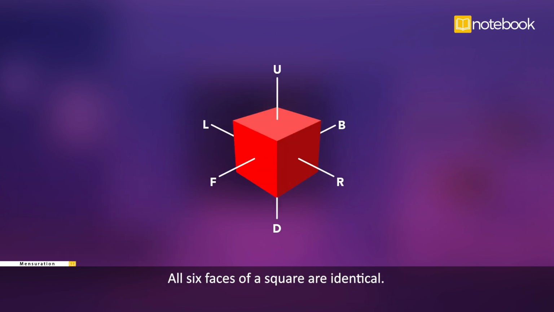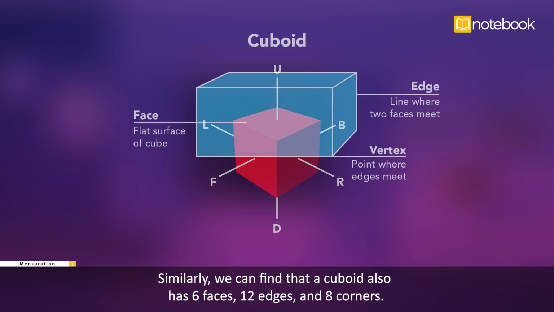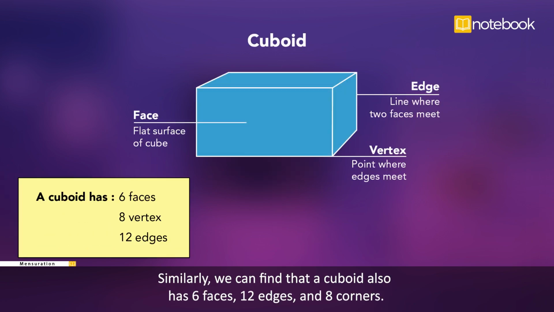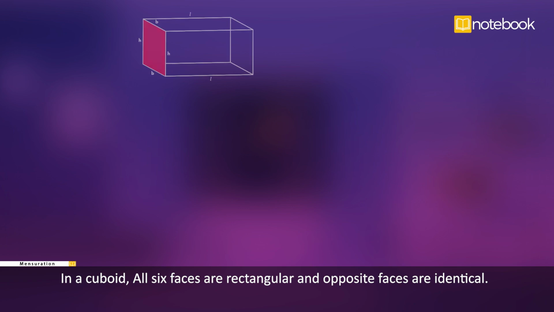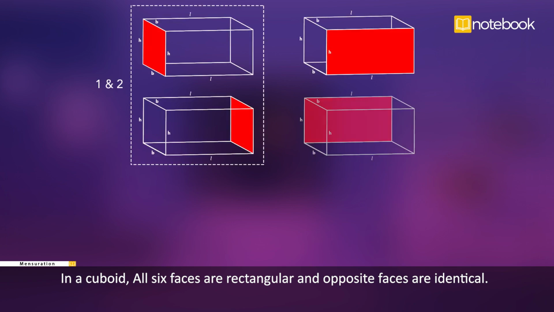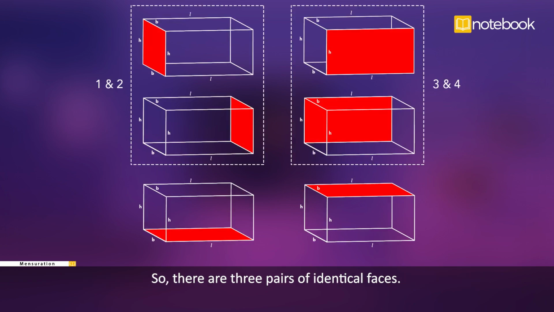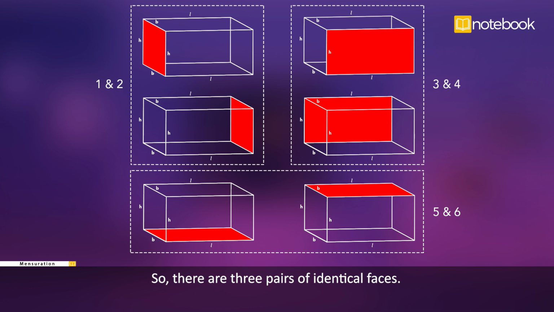All 6 faces of a cube are identical. Similarly, we can find that a cuboid also has 6 faces, 12 edges, and 8 corners. In a cuboid, all 6 faces are rectangular and opposite faces are identical. So there are 3 pairs of identical faces.